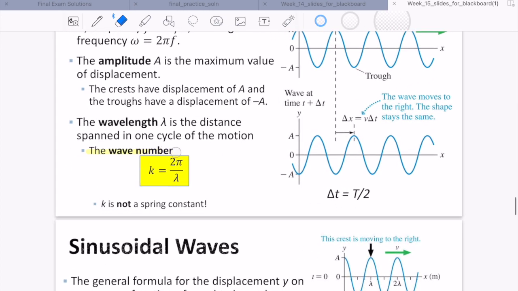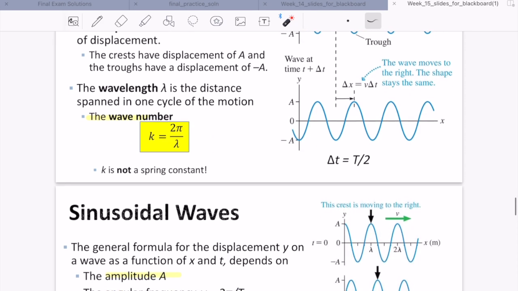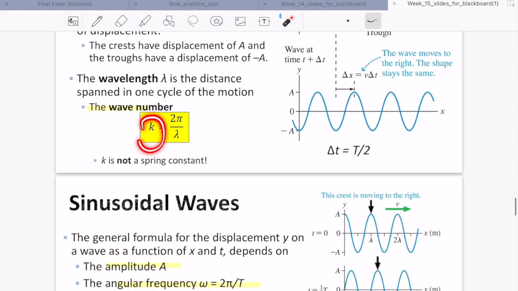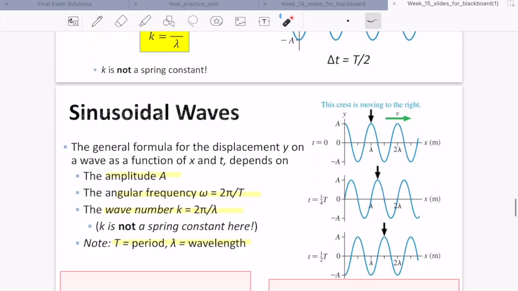Going back to the wave stuff again, there is a specific constant here that's called the wave number. This isn't the spring constant. K here is not the spring constant. This is the wave number. The wave number is simply defined as 2 pi divided by your wavelength. K here, in the context of sinusoidal waves and sound, is your wave number, not your spring constant.